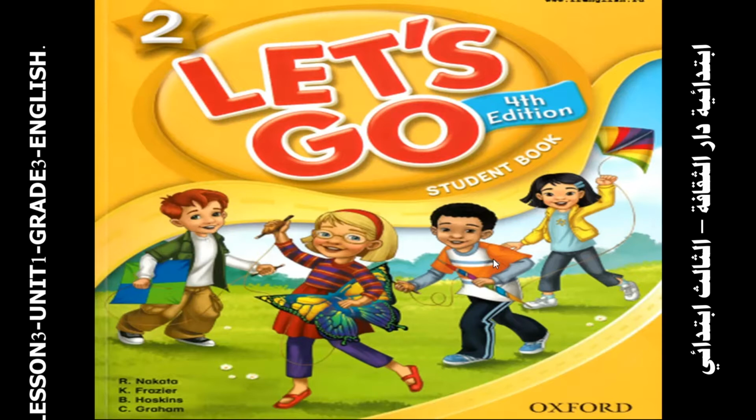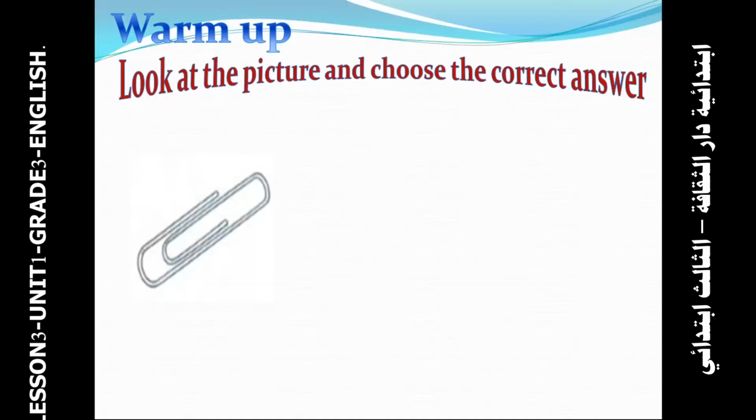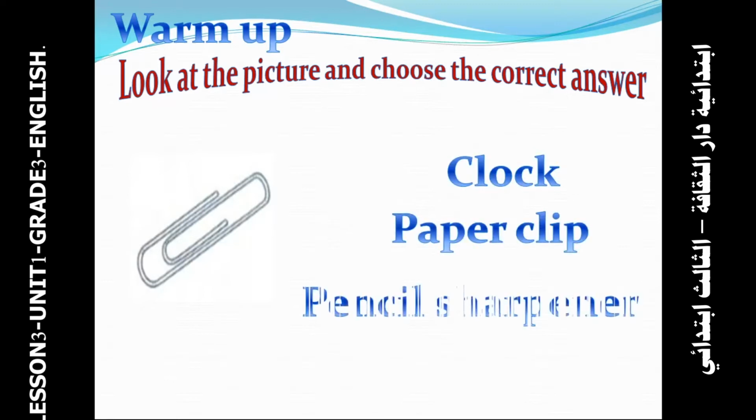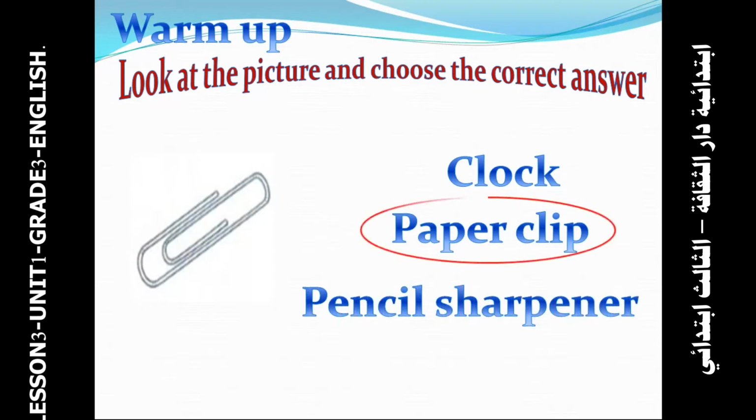Today we will continue lesson 3 from unit 1. Let's begin with a warm up. Look at the picture and choose the correct answer. Clock, paper clip, pencil sharpener. What's the right answer? The right answer is paper clip.